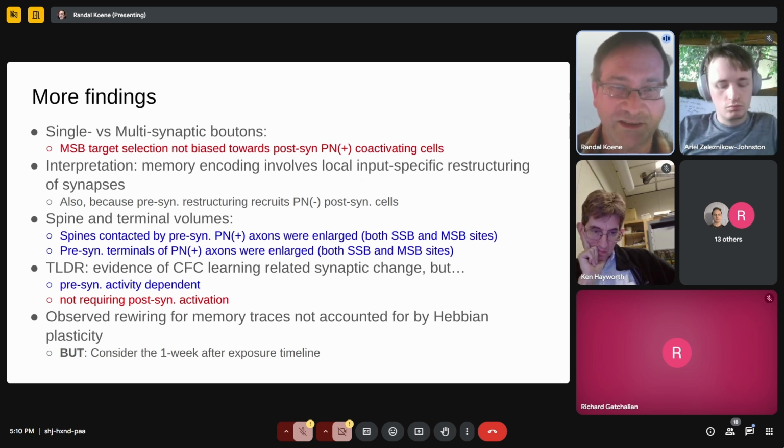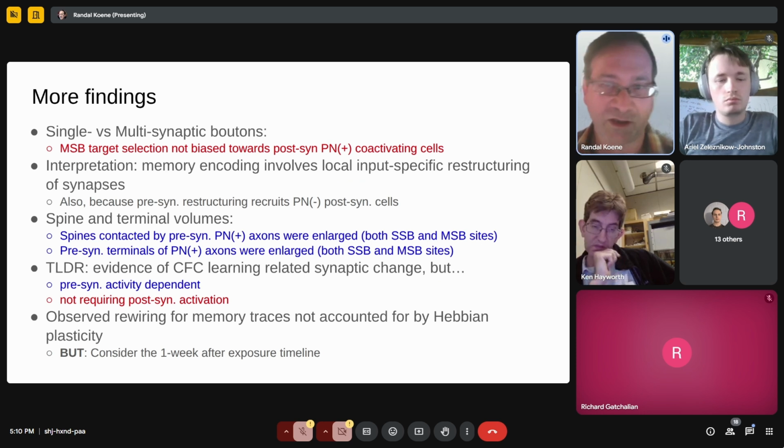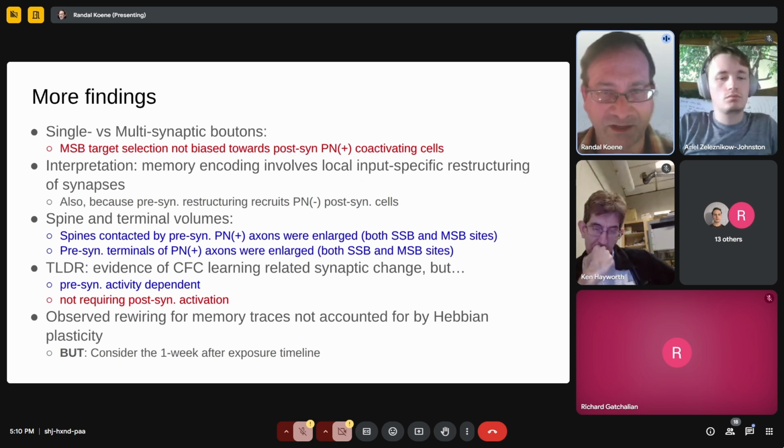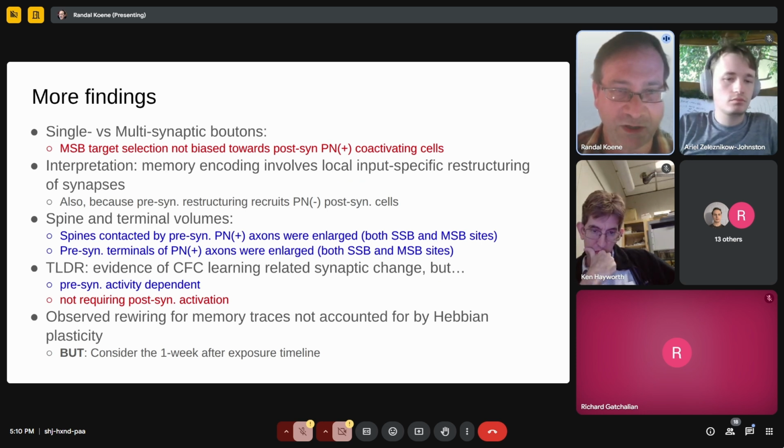In short, there was evidence of contextual fear learning related synaptic change, but it appeared to be presynaptic activity dependent rather than clearly Hebbian, did not appear to require postsynaptic activation. One could imagine that this is helpful, for example, for the recruitment of CA1 cells into an activation path. Presynaptic activation was also correlated positively with anchoring of mitochondria, especially at multisynaptic boutons.